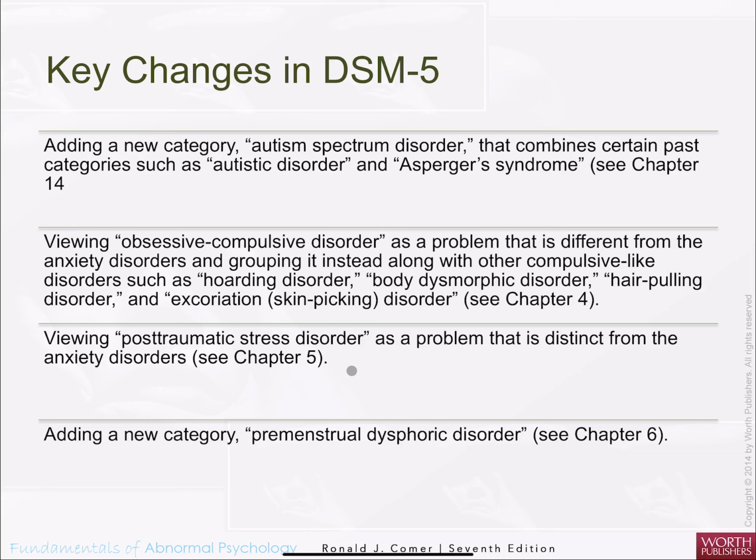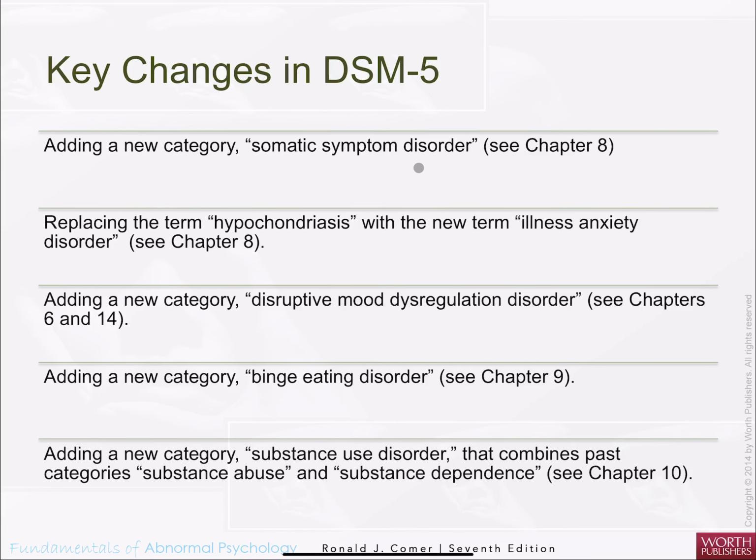PTSD, now they have their own category under stress disorder. It used to kind of clump up with anxiety. Now they take it out from anxiety and put it under stress disorder. Premenstrual dysphoric disorder, now PMS has its own category, interestingly. And somatic symptoms, we're going to talk about that, definitely has its own category now. We changed the term hypochondriasis. There's a lot of negative connotation with hypochondriasis. Now the new term is illness anxiety disorder.